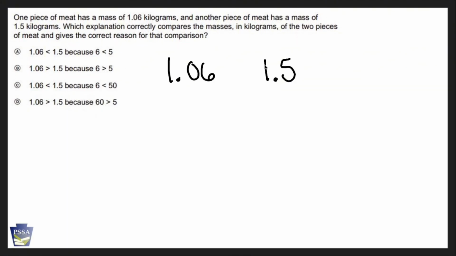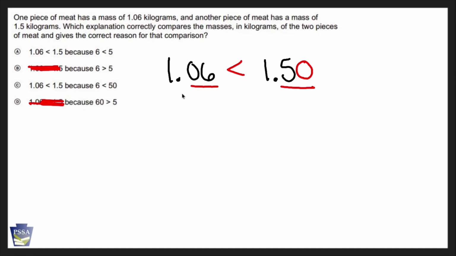Now, if I wanted to, I could write this out as 1.50 and pretend this is money. $1.06 compared to $1.50. Well, $1.06 is less than $1.50. They both have $1. So we need to concentrate on the cents. I know we're talking about weight here, but it's the same idea. So 1.06 is less than 1.5, which means not you and not you.